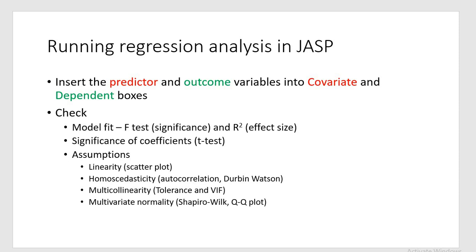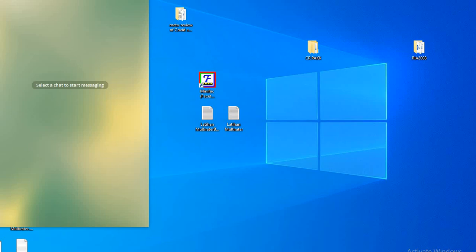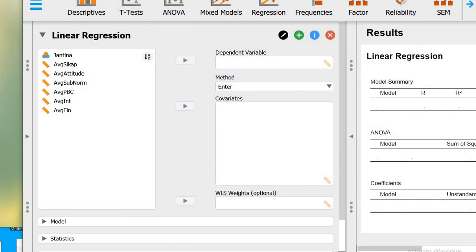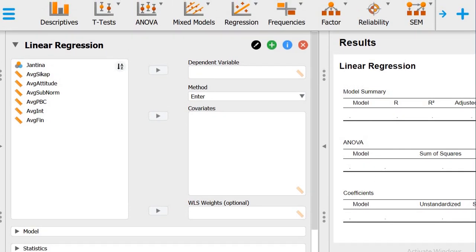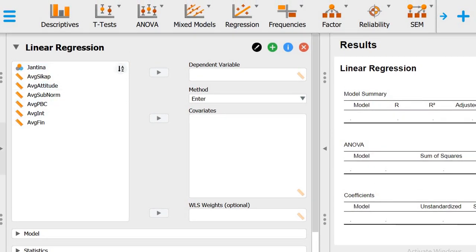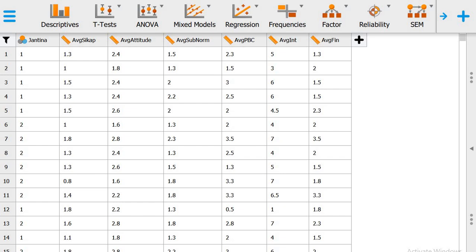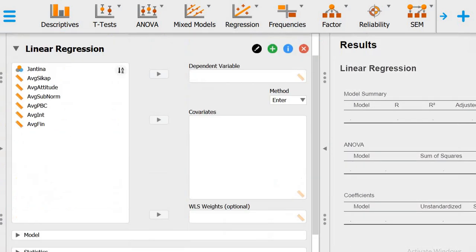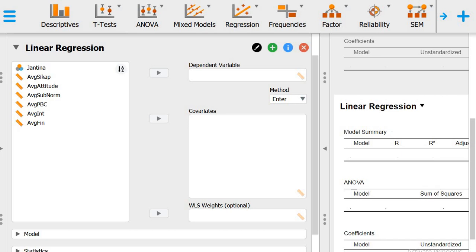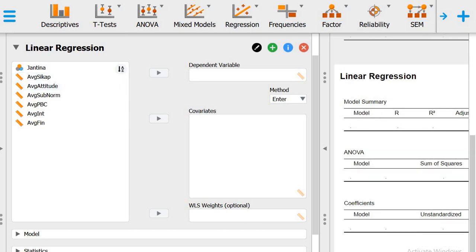Okay, so let's start with the data. In the data that I've used for a video on correlation, we click regression and then linear regression, and this is what we have. So it's quite simple.